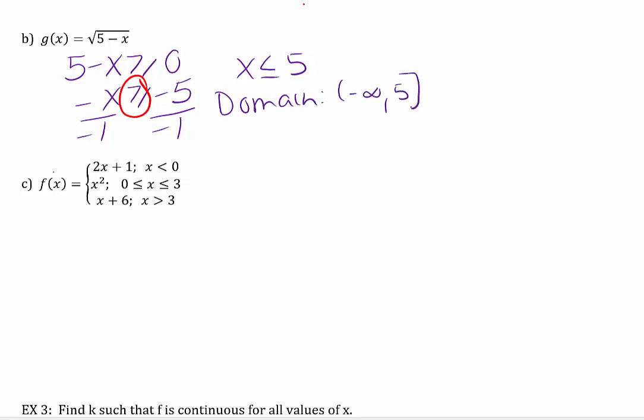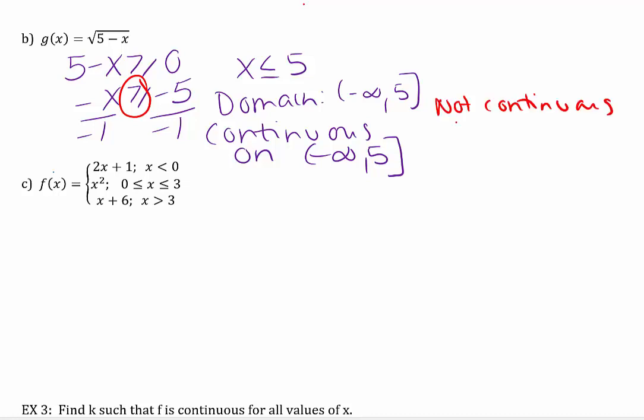Everything from negative infinity to 5. This function is continuous on its domain. So it would be continuous on that interval, negative infinity to 5. The function doesn't exist outside of that domain, and so I guess you could say it's not continuous from 5 to infinity because that's not its domain. Now, we have to put a little bit more thought into these problems when we're given those piecewise defined functions.